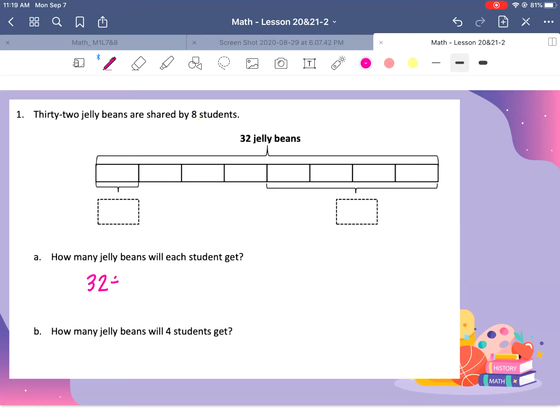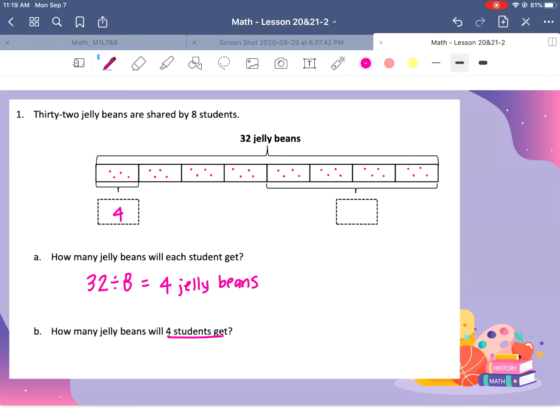So there are 32 jelly beans and we're sharing them with 8 students equally. Then how many jelly beans will each student get? And by division, we know that the answer is 4 jelly beans. So I'm going to draw 4 dots in each box, where the 4 represents the 4 jelly beans. And I'm going to label my tape diagram. So in each box, there are 4 jelly beans. In total, there are 32. So let's look at the next question.